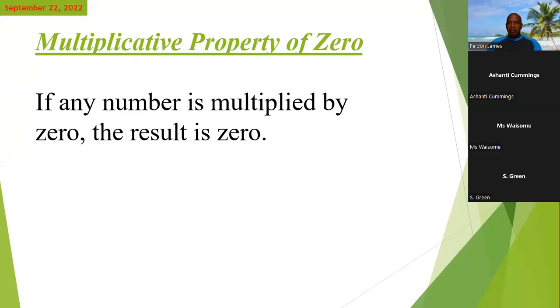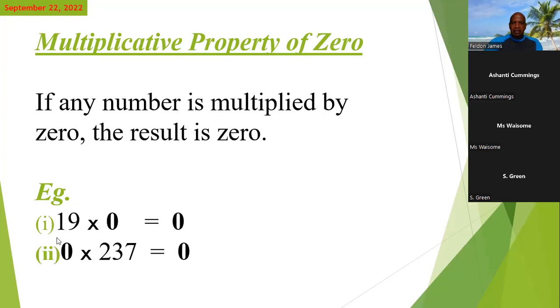Now, it only works if we are multiplying. If we add 0 to a number, we don't get 0, right? So that's why it's a multiplicative property. It works when we are multiplying. So here's the example: 19 times 0 gives you 0, or 0 times 237 will also give you 0.